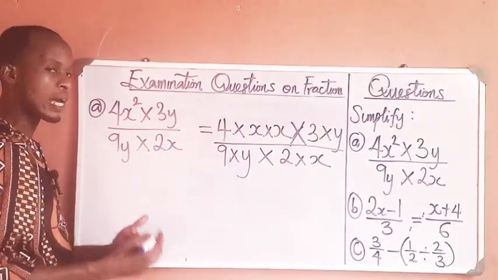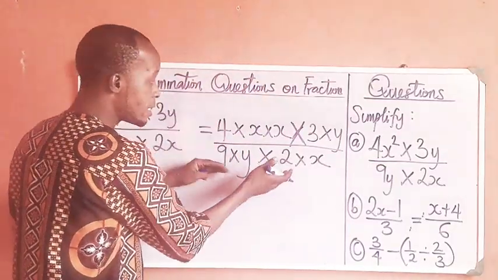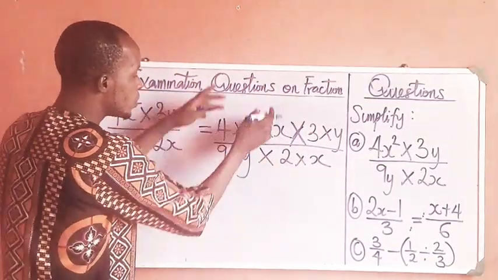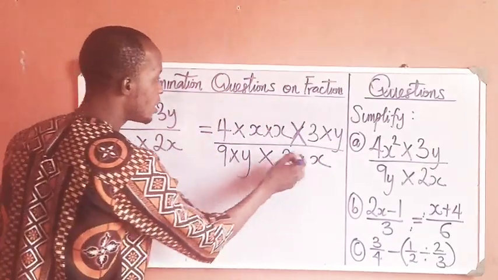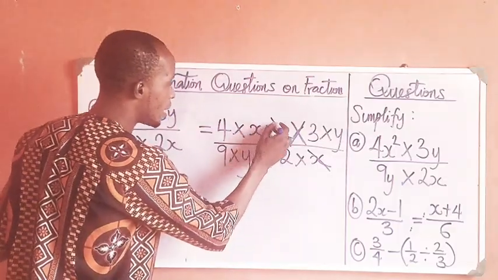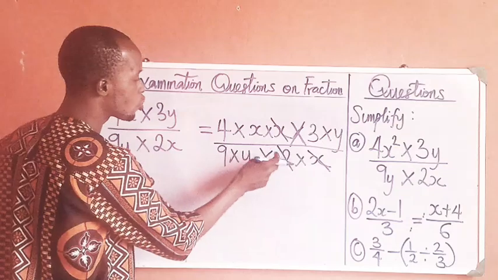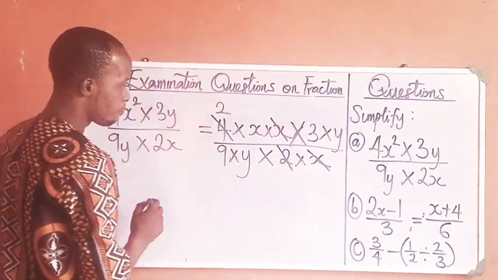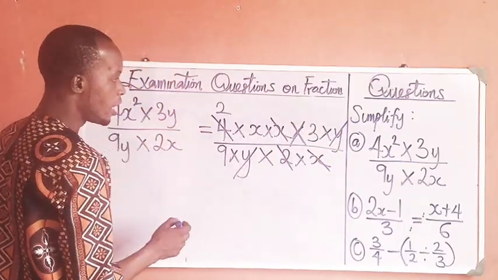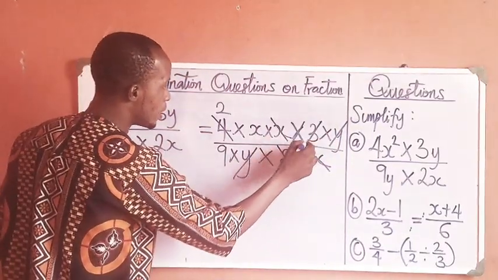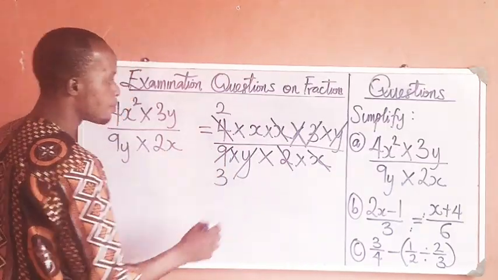So what's next? We need to begin to divide the numerator by the denominator. What is common between the numerator and the denominator? I can see x here, cancelling one of the x here. I can see 2 here, which is a factor of 4. 2 divides 4 2 times. I can see y here, cancelling this y. And I can see 3 in this place, which is a factor of 9. 3 goes in 9 3 times.